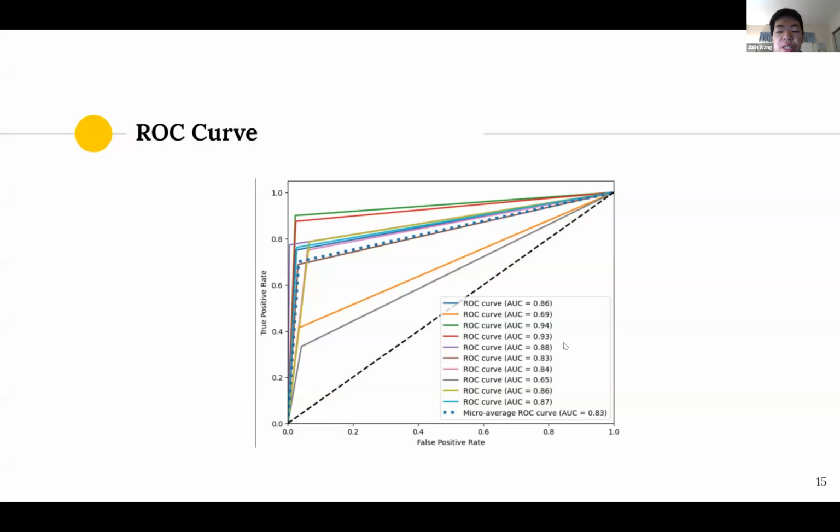And here's the final version ROC curve. You can see most of the curves are close to the top left corner, as previously mentioned. Another method to determine the performance of the model is the AUC, or the area under the curve. It's basically a number from 0 to 1, and we want it to be as high as possible. You can see the numbers are pretty good for each bird species, for example, 0.93 and 0.88. And the micro average AUC, which is basically the overall performance of the model, is 0.83, which is also pretty close to 1. So that's pretty good.